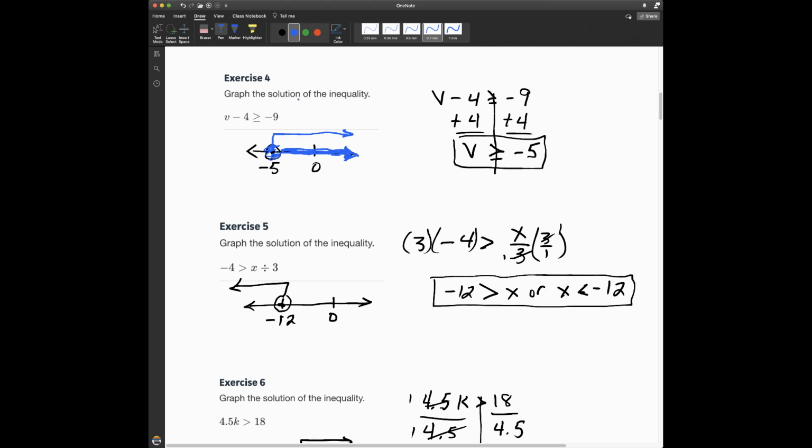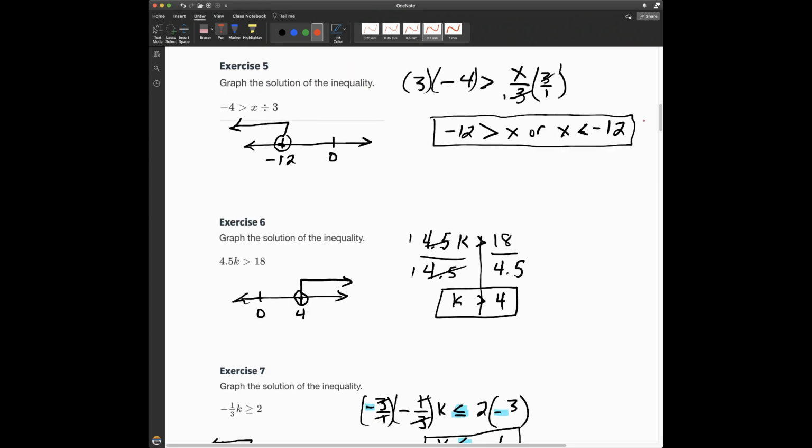For number 4, graph this solution. So I did the work over here to find that v is greater than or equal to -5, and then there's my graph. And I drew kind of my style of graph up here, and then what you will see when you have to make your choice on the online test in Big Ideas, while they write their graph on the number line.